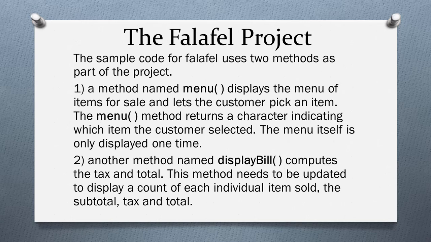Here's some code for the falafel project. I'm going to use a separate function to display the menu, and not only display the menu, but also get the menu selection from the keyboard and return it as a character to main, instead of having main read the input character from the keyboard.